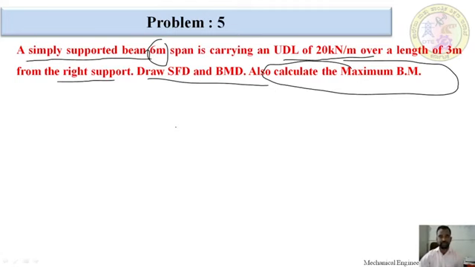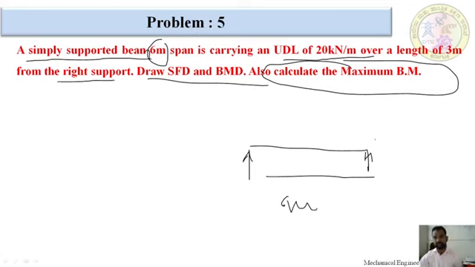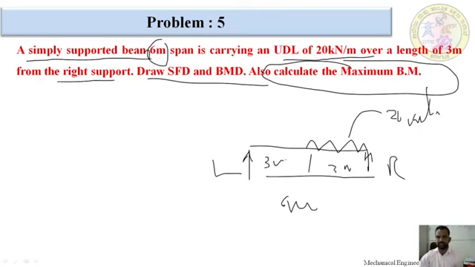Okay. Before going to this problem, I want to draw the beam. This is the simply supported beam they have given. Right. A distance of 6 meter they have given as span. And a UDL of 20 kilonewton per meter over a length of 3 meter from the right support. This is the right support, this is the left support. From here to here we are having 3 meter with UDL, with a magnitude of 20 kilonewton per meter. This distance is 3 meter, this is 6, and this is also 3 meter. This is the problem. We have converted this word format into diagrammatic form.